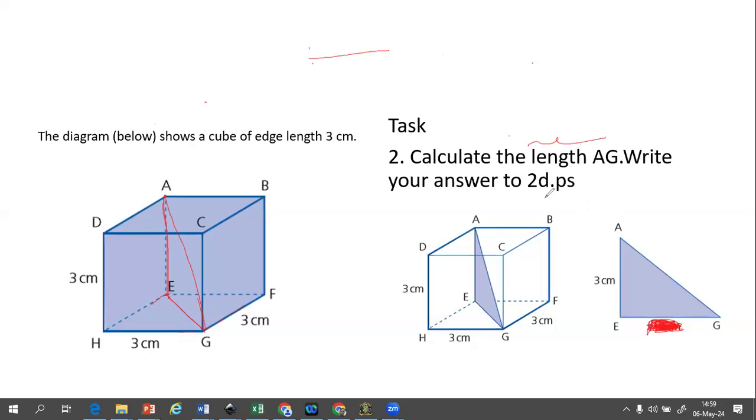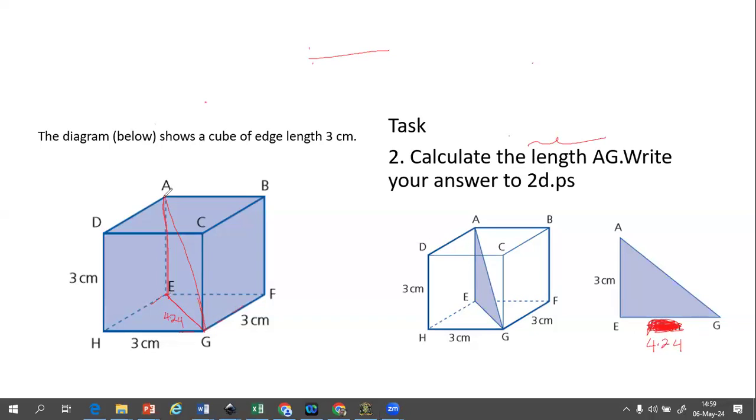So for our first part, some are getting 6.3. But our first part, we are finding E to G, and many of you ended up with, I think it was 4.24. So we had our E to G, this distance here, we got it as 4.24.